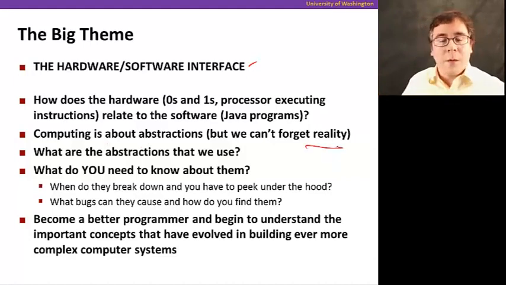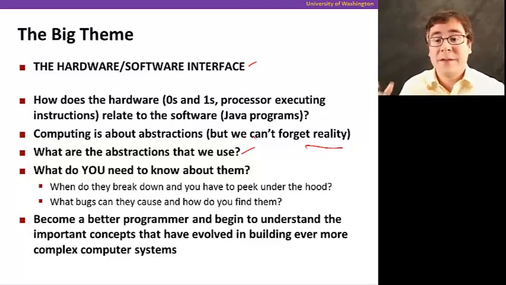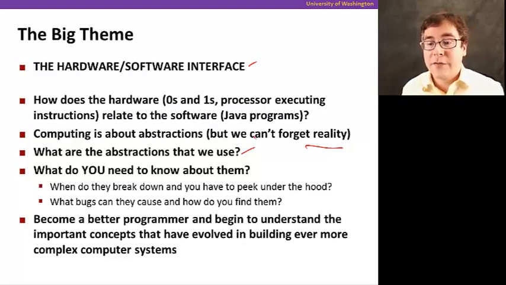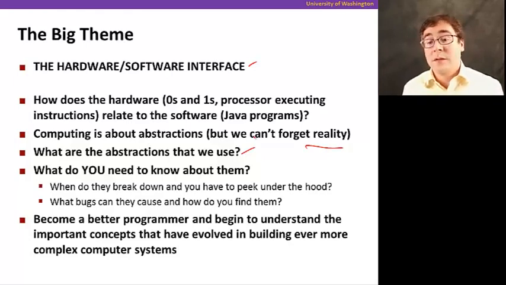But we can't really forget reality. The goal of an abstraction is to abstract reality and make it simpler to think about, but we don't want to completely ignore reality, because that leads to inefficiencies and other problems. So we're also going to talk about what abstractions we use and what you need to know about them, because you know when they break down and you have to peek under the hood. Knowing about the abstractions also helps you understand what kinds of bugs they can cause and how to find them. Knowing the hardware-software interface is ultimately going to make you better programmers. It's going to help you begin to understand important concepts that have evolved in building ever more complex computer systems.